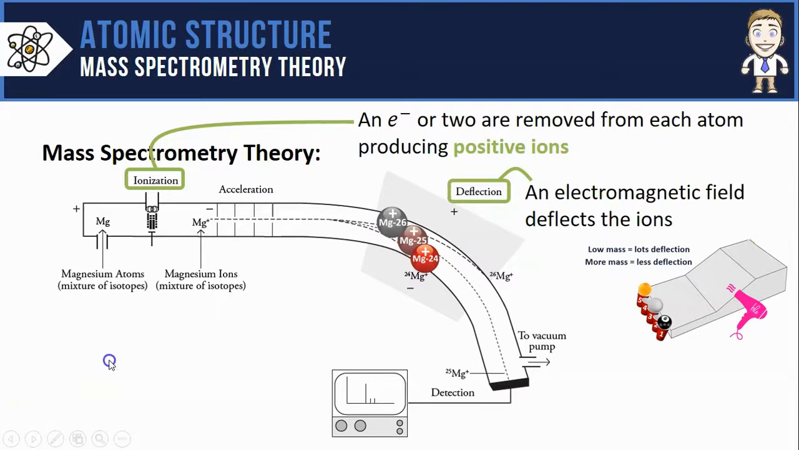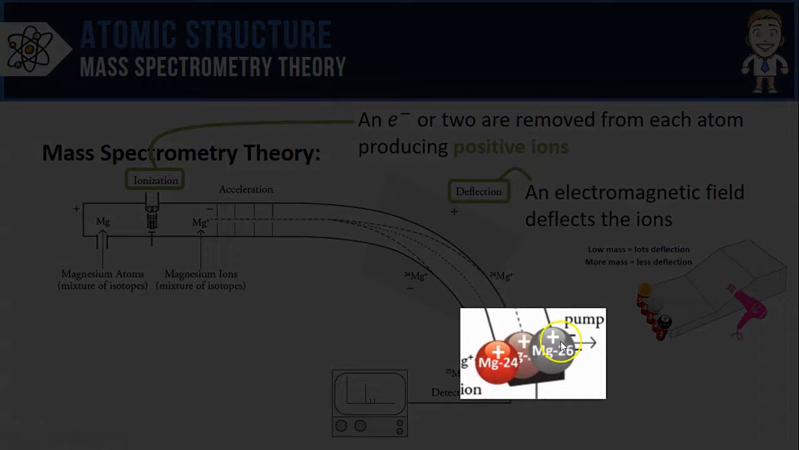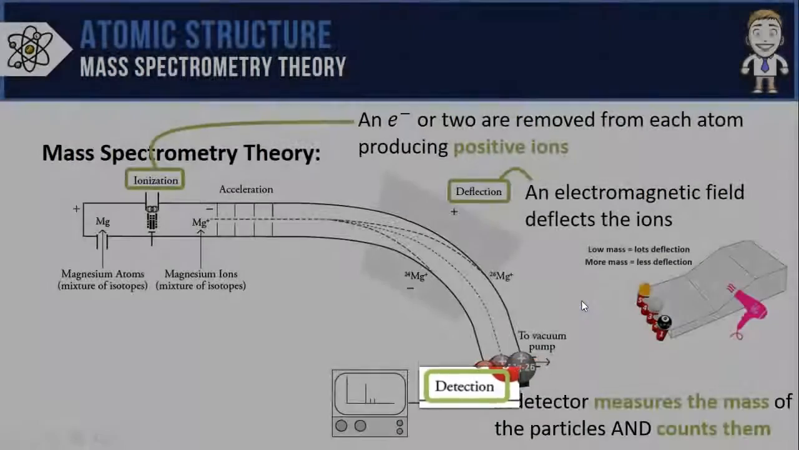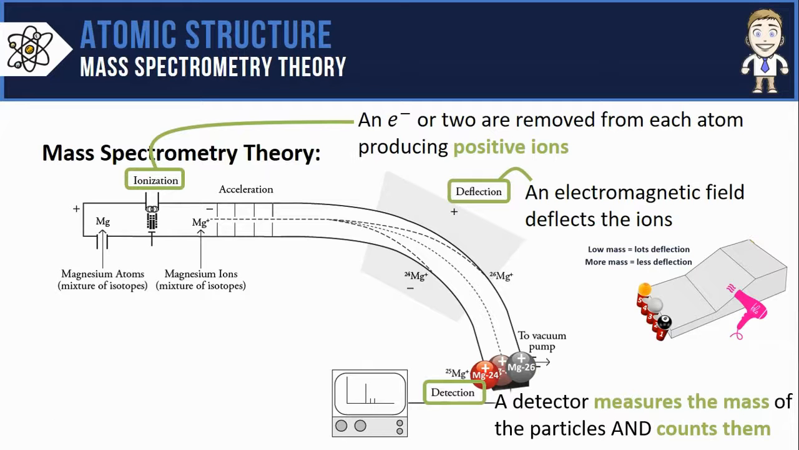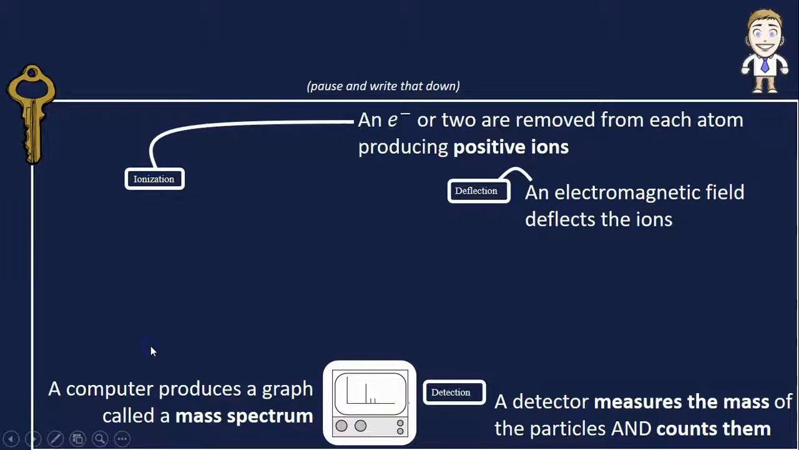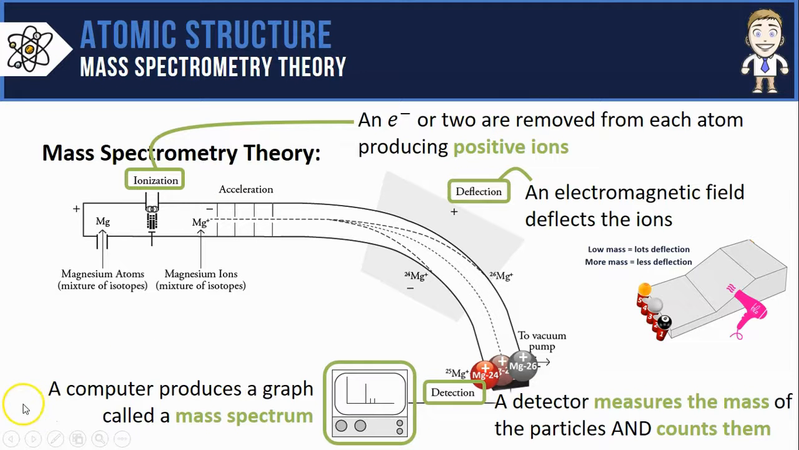So as the isotopes pass through the electromagnetic field, they get separated. The heavy isotope, the Mg26, is deflected the least, whereas the lighter isotopes, the Mg24, was deflected the most, just like we saw with the low mass and high mass balls being rolled down the hill. At the end of the process, we simply need a detector that measures the mass of these particles and counts them so I can see how many of each type we had. That data goes into a computer which produces a graph called a mass spectrum. The main steps of this process are ionization, deflection, and detection, and that's the theory behind mass spectrometry.